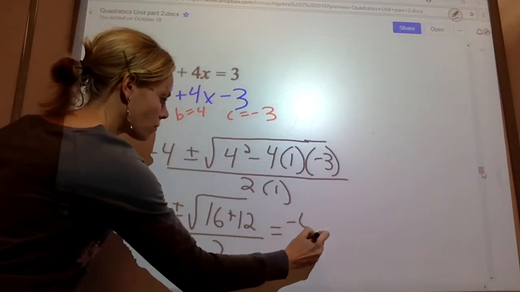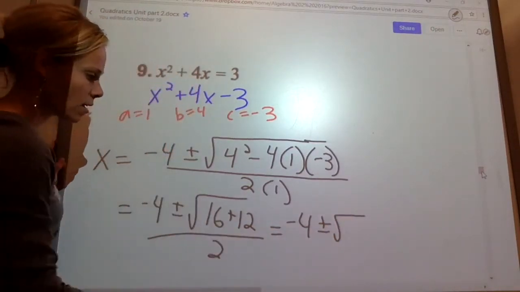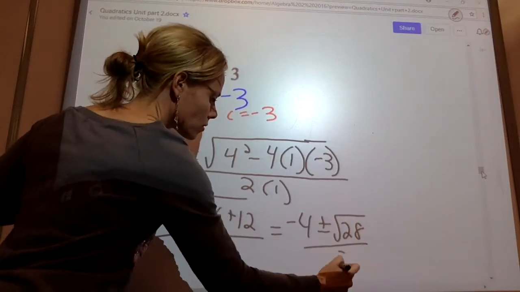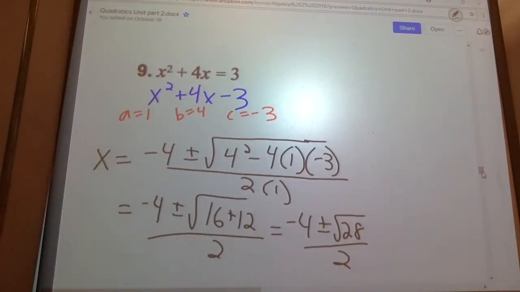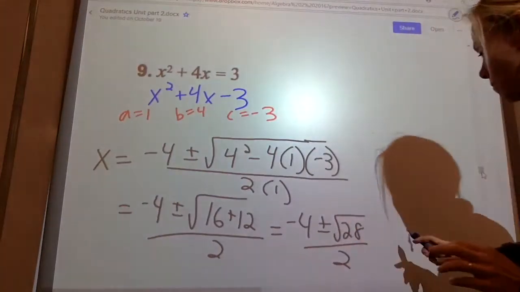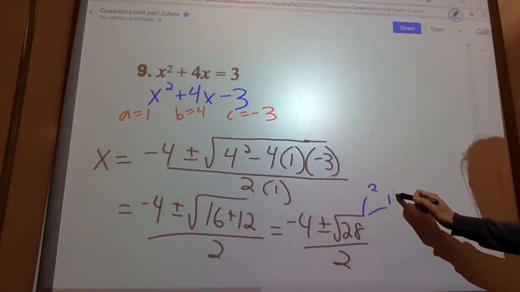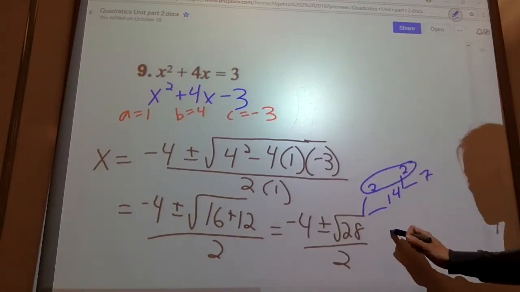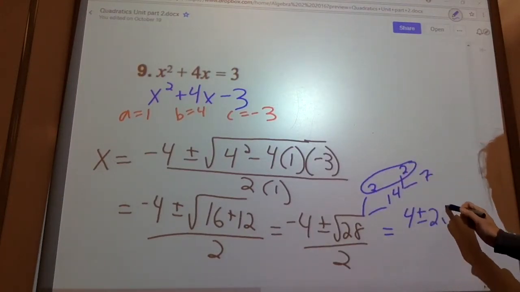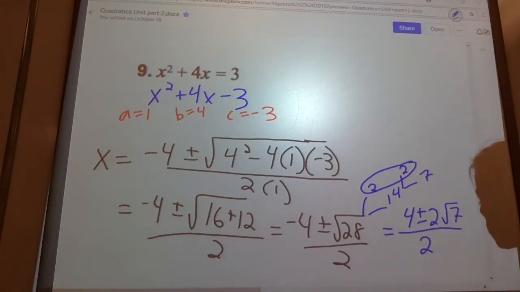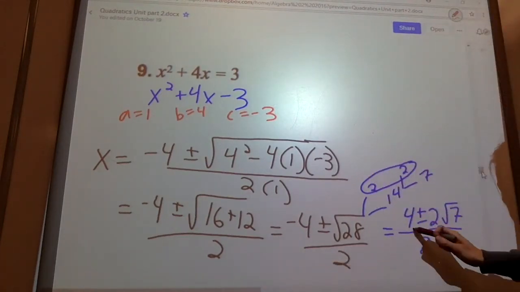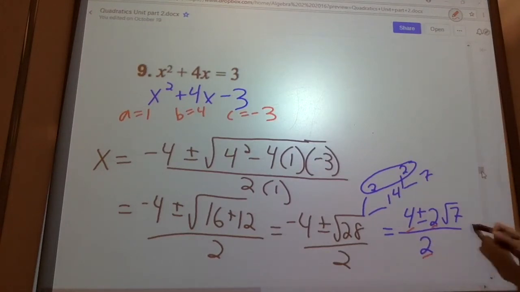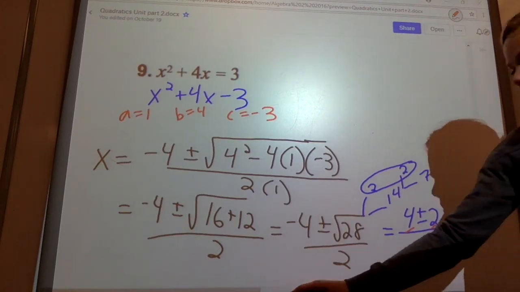which would be -4 plus or minus the square root of 28 over 2, which is now simplified, but you always need to reduce the radical. And 28 is 2 and 14, and 14 is 2 and 7. So there's 2 2's, you take one out. And then one more step, because 4, 2, and 2, you can take a 2 out. So it'd be 2 plus or minus square root 7. There's my 2 roots, my 2 x-intercepts.